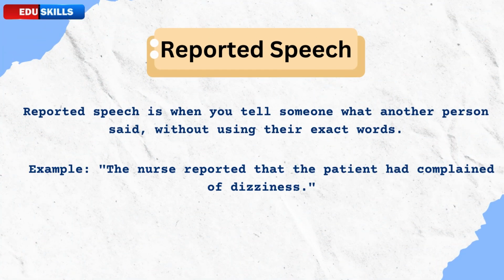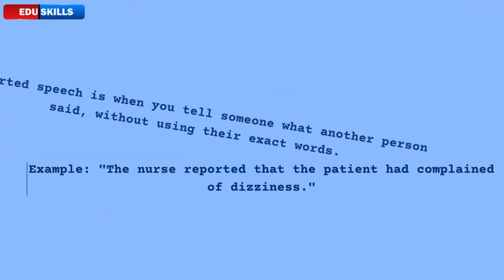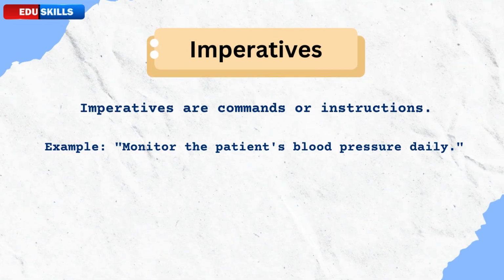Reported speech is another important element, especially when conveying what someone else has said. For instance, the nurse reported that the patient had complained of dizziness. This is a common way to relay information in medical contexts. Finally, imperatives are used for instructions or advice. For example, monitor the patient's blood pressure daily. They are direct and to the point, which is essential in healthcare communication.